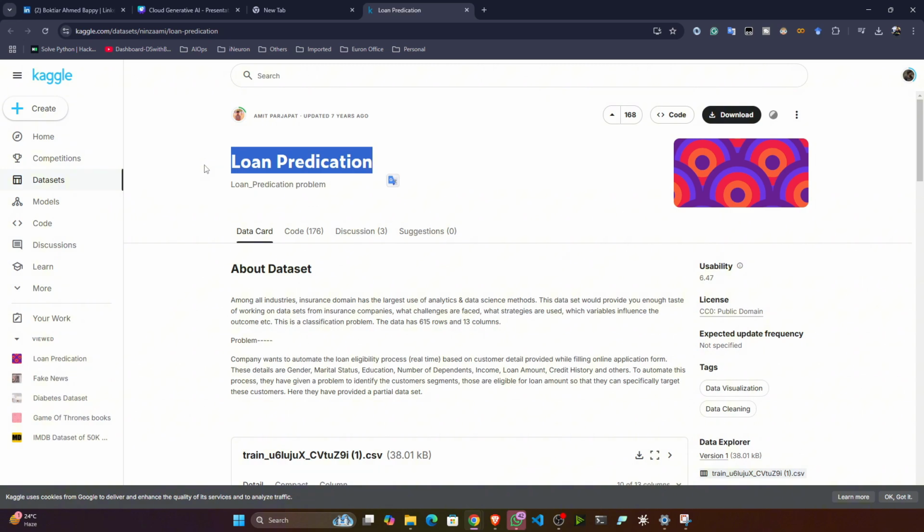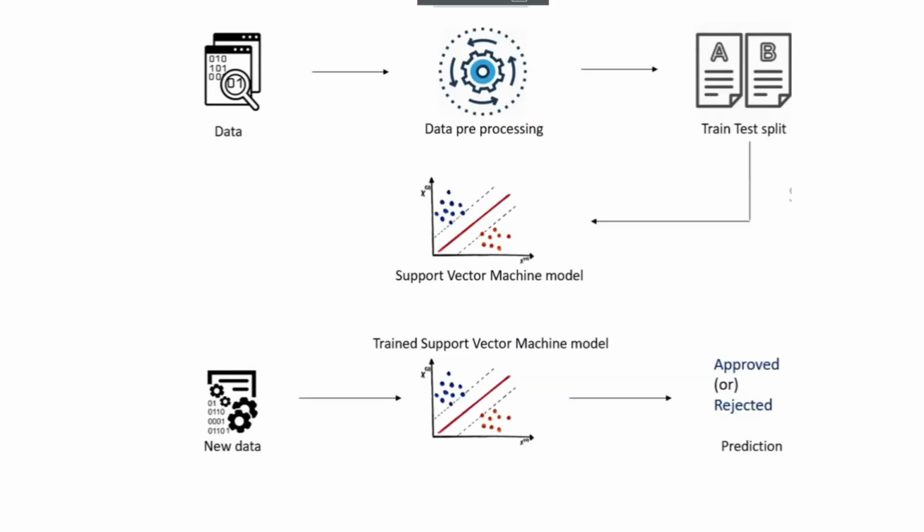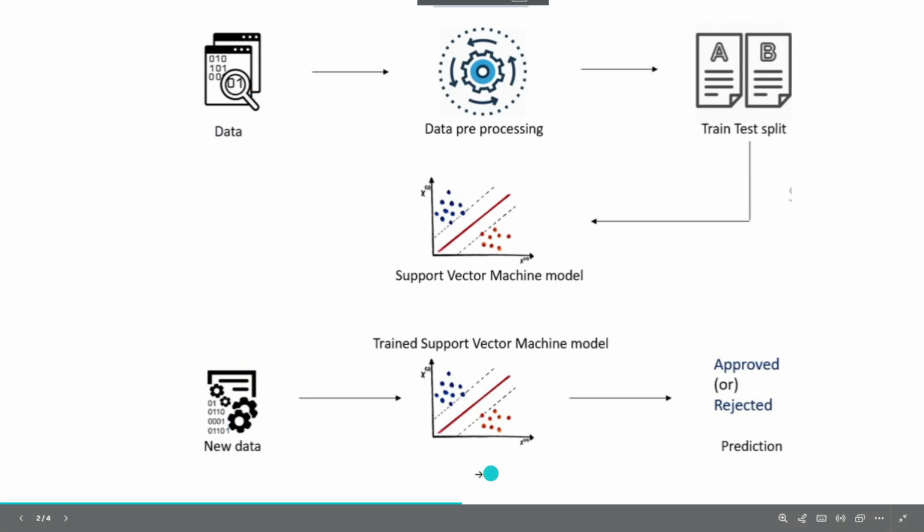Now, guys, this is the workflow of the project. First of all, we'll be getting the loan data. After that, we'll be performing some pre-processing steps. Then we'll be doing the train test split operation. And here we'll be training one machine learning model called support vector machine. And using the trained model, we'll be giving the new data, and this will predict whether this loan has been approved or rejected.